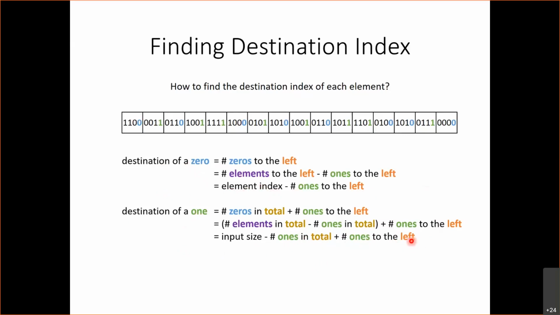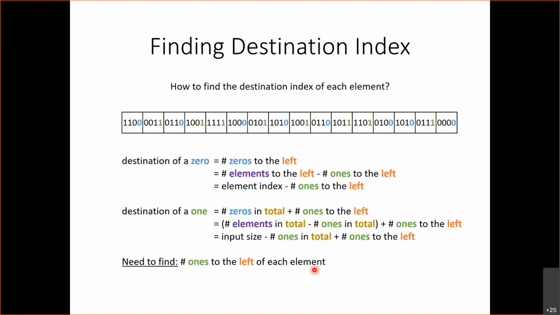Okay. So the remaining problem here is to just find the number of ones to the left of each of the elements inside of this array. If I can find the number of ones to the left of each element inside of this array, I can then easily find the destination of each zero element in the array and the destination of each one element in the array. Okay?